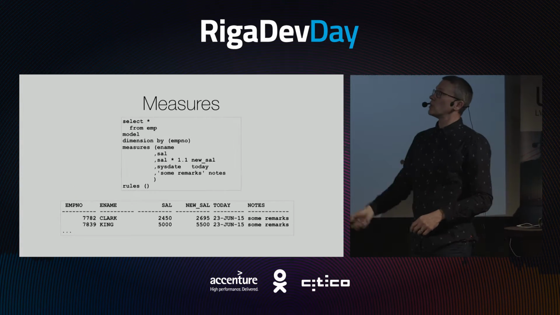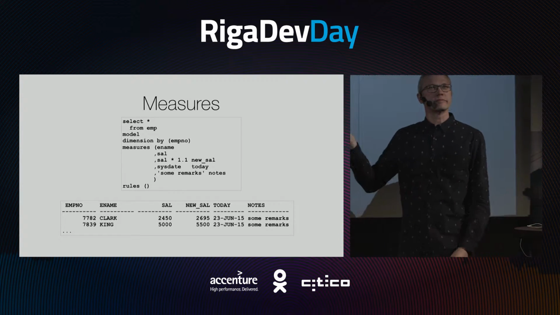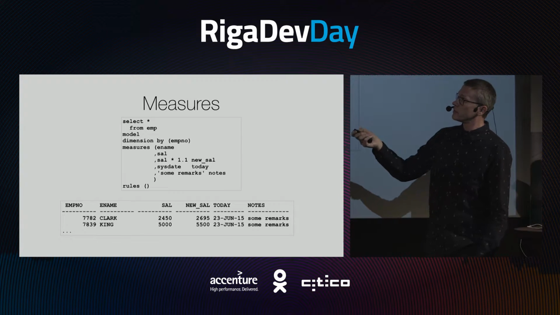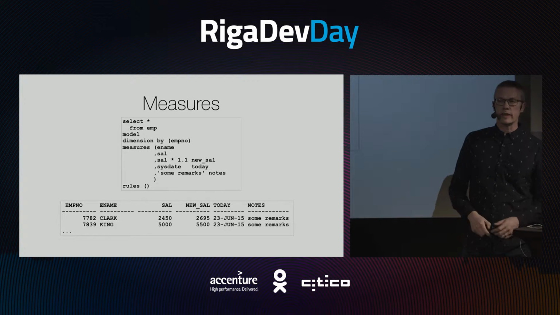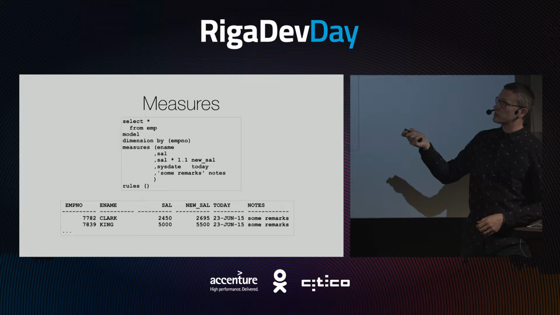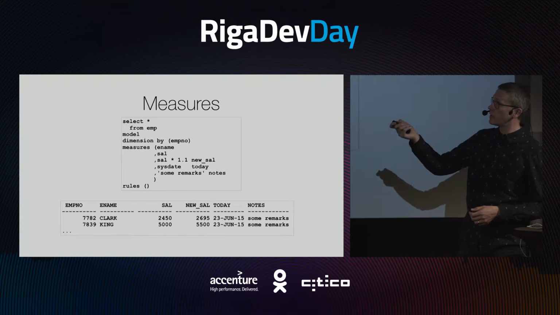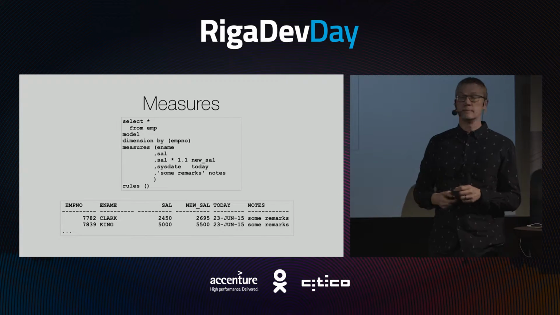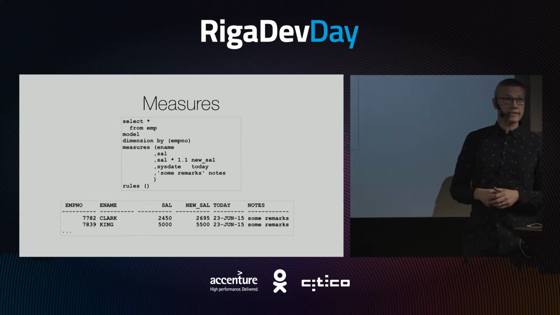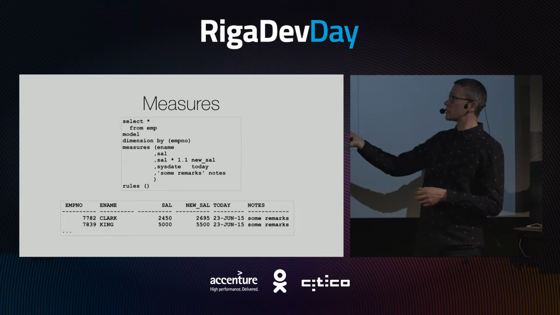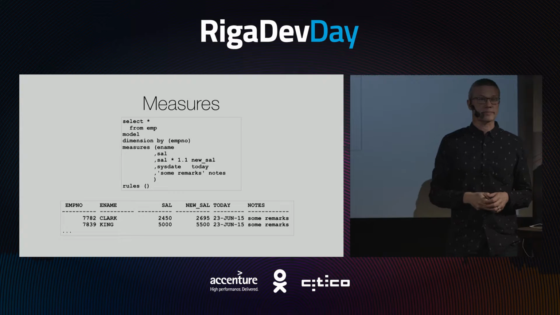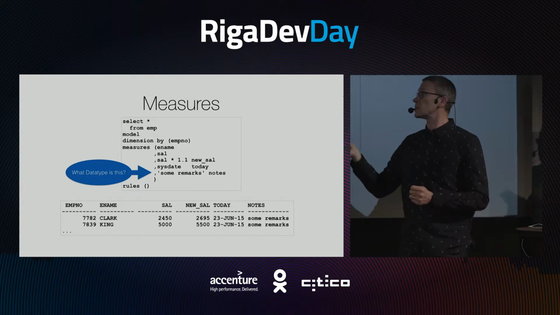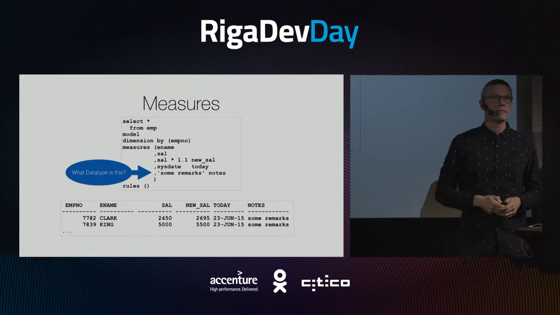Okay, so this is our first real query that actually executes. So we select from emp, use the model. Our dimension is the emp no, and the measure is a column in a table, like the e-name and the salary. An expression, salary times 1.1. A sysdate, yeah, also expression, and some remarks. So now my question to you is, what data type is that? The last one, the notes column.